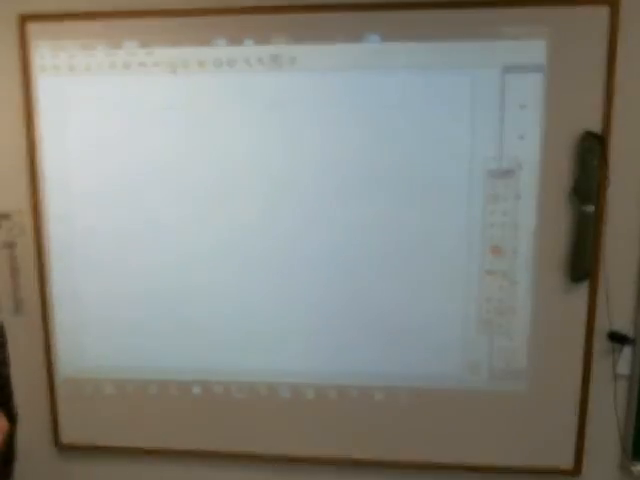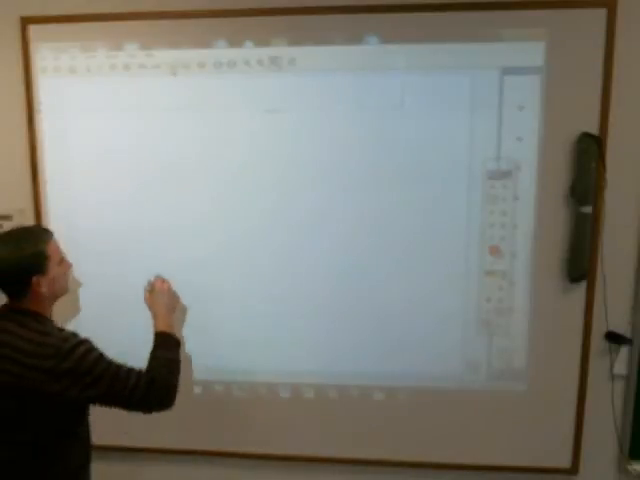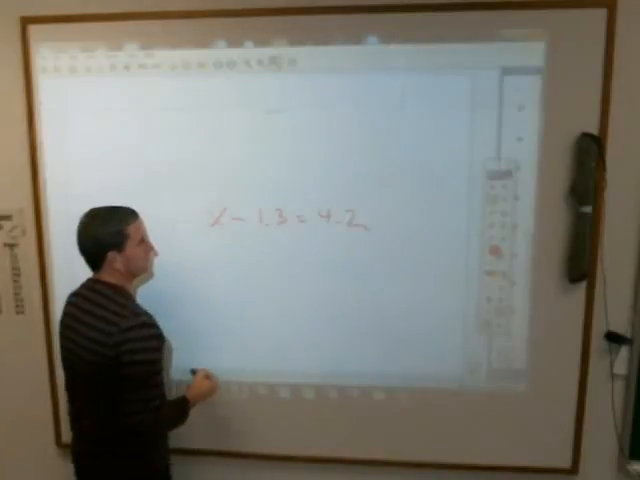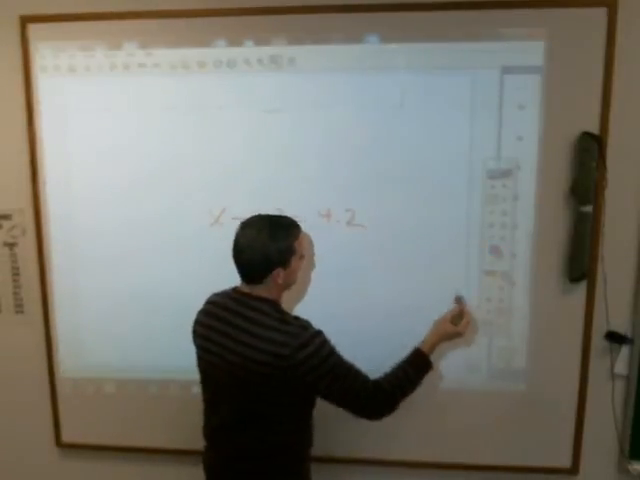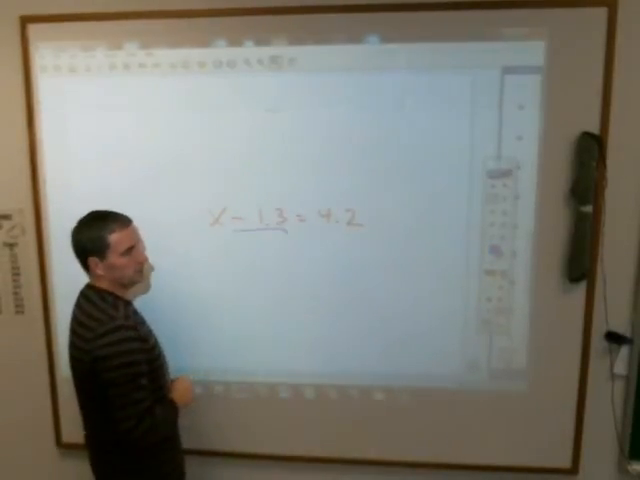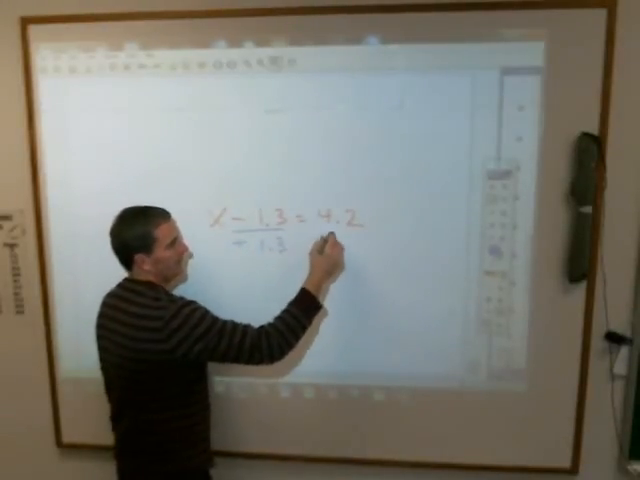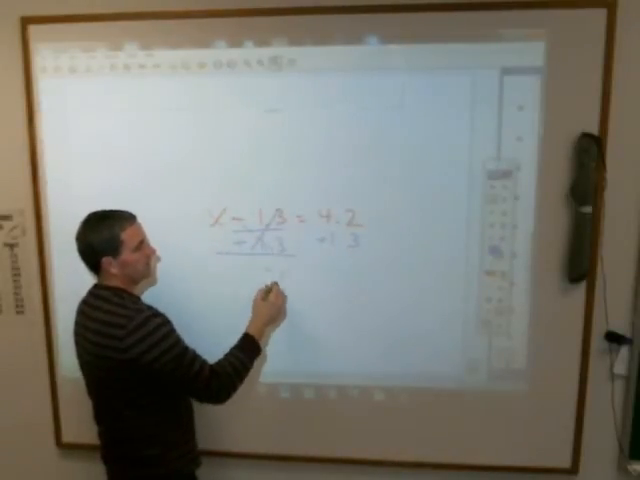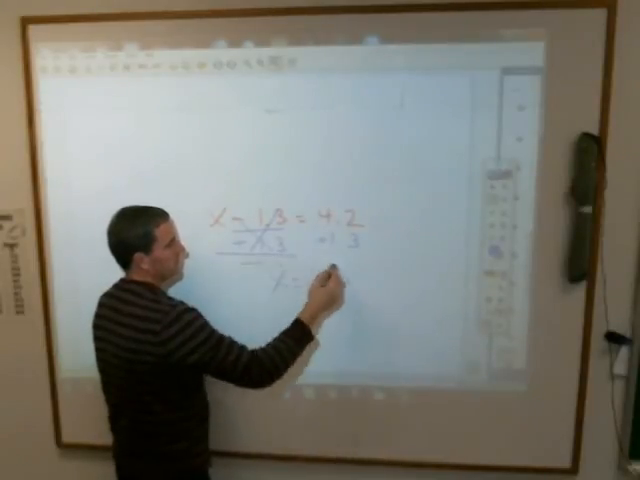What about this one? How about x minus 1.3 equals 4.2? How am I going to solve that equation? You need to get rid of a subtracting 1.3, so you do the opposite and add 1.3, and you add 1.3 to both sides. This goes away, you're left with x. Add those together, it is 5.5.